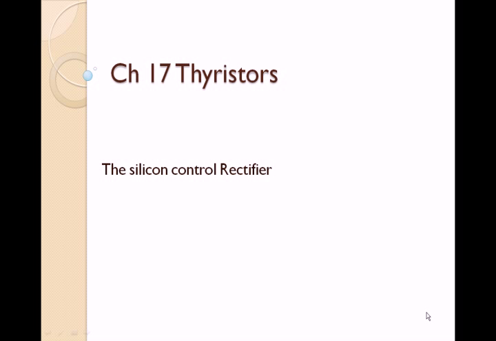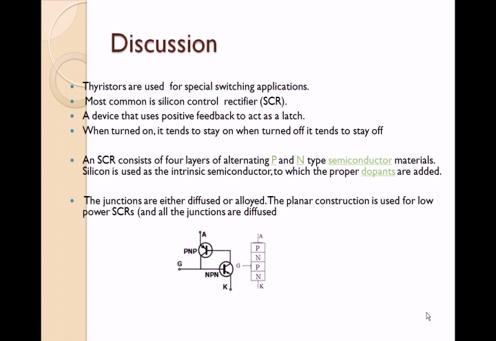Chapter 17, the Thyristor, a silicon controlled rectifier. Thyristors are used for very high-speed switching applications and very high current ratings. The most common are SCRs. The device has positive feedback. It acts as a latch, so when it's turned on, it tends to stay on, and when it's turned off, it stays off.